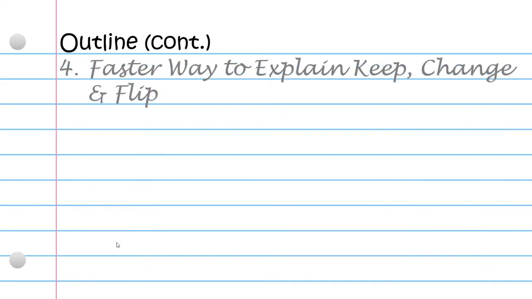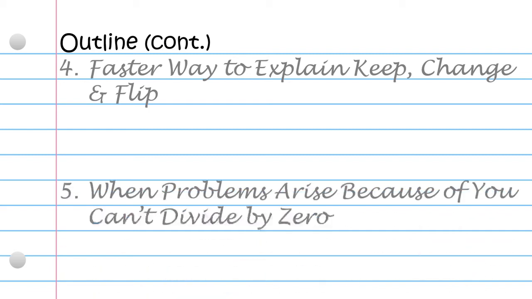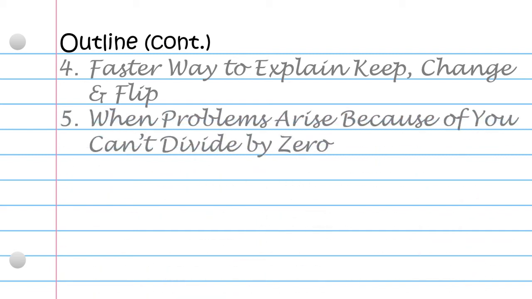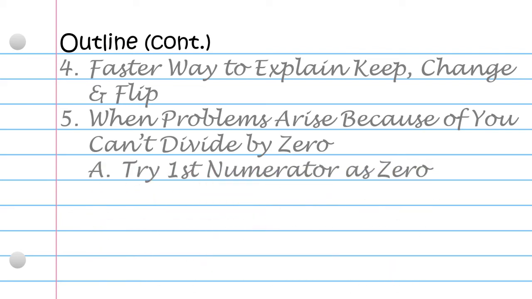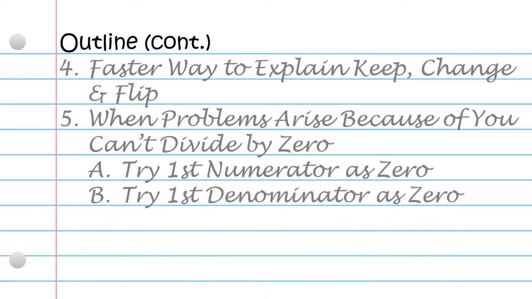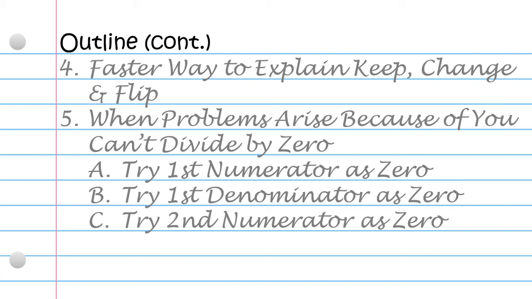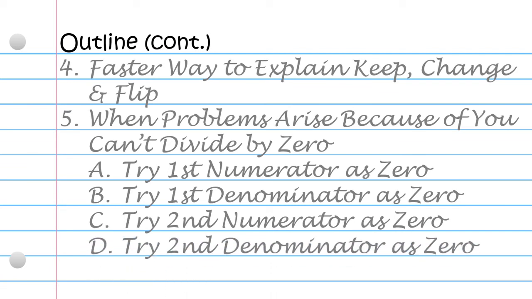Then I use a faster way to explain keep, change, and flip without going through the detour of dividing both the numerators and denominators. And then I talk about when problems arise because you cannot divide by 0. First I talk about will the first numerator work as 0 or will we get an undefined result? Will the first denominator work? Will the second numerator work? And will the second denominator work?